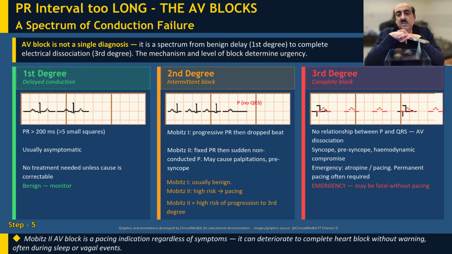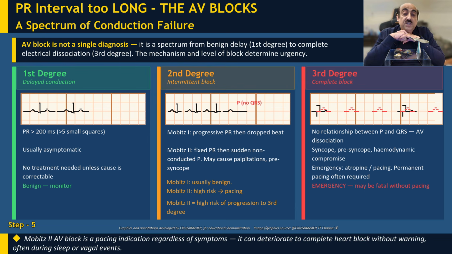Second degree block is an intermittent block. Again, it can be Mobitz type 1 or type 2. In Mobitz type 1, there is a sequential prolongation of the PR interval. If you look at the diagram in the middle, the PR interval is relatively normal in the first complex. It gets prolonged in the second, further prolonged in the third. Eventually, it is so prolonged that it fails to be conducted through the AV node. So this is a progressive prolongation of the PR interval until there is a dropped beat. That is Mobitz type 1, usually benign, and doesn't lead to any significant problems.